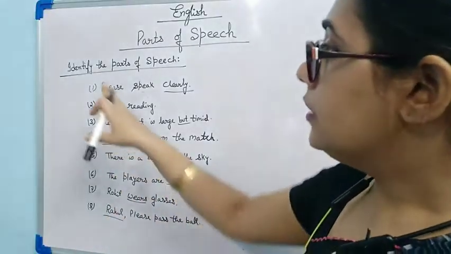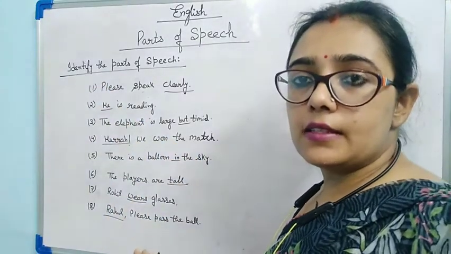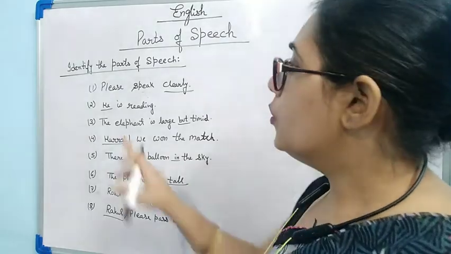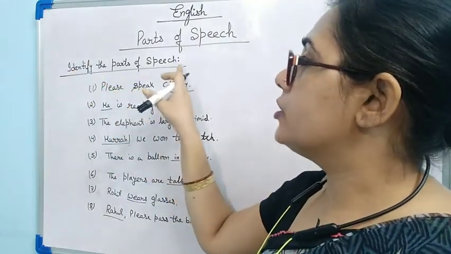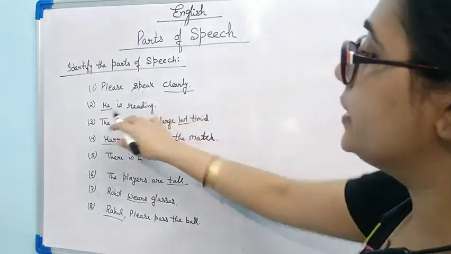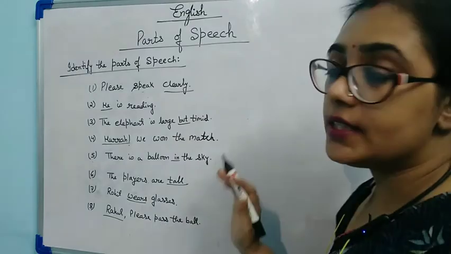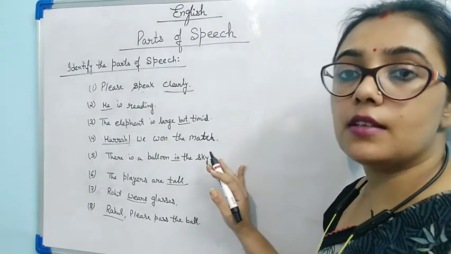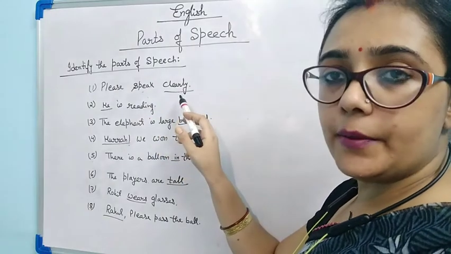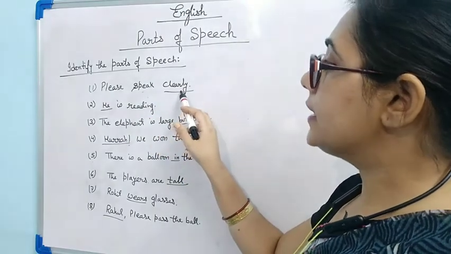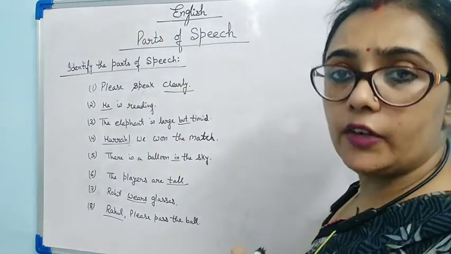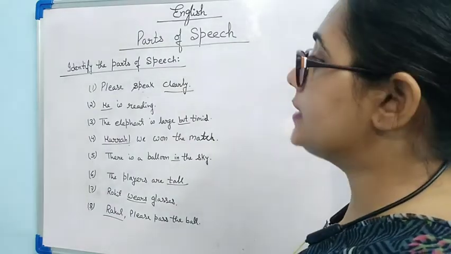We are now going to do the second exercise in order to understand parts of speech well. Identify the parts of speech. Here I have written some lines and I have underlined certain words. Now we have to see what these words are. In the first sentence, please speak clearly. The word which is underlined is clearly. Clearly is which part of speech? Clearly is adverb.